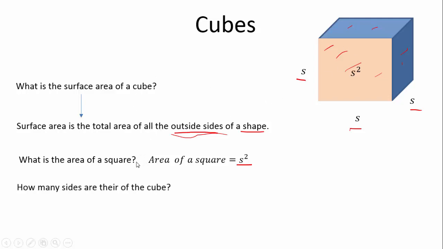How many sides are there on a cube? There's 6 sides. There's 6 sides on a dice, and a dice is a cube. So the surface area of a cube is simply 6 s squared. It's 6 multiplied by the s squared. What about the volume of a cube?